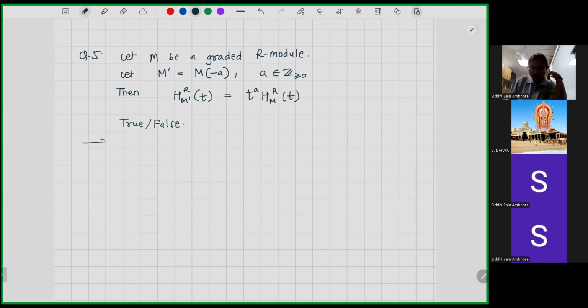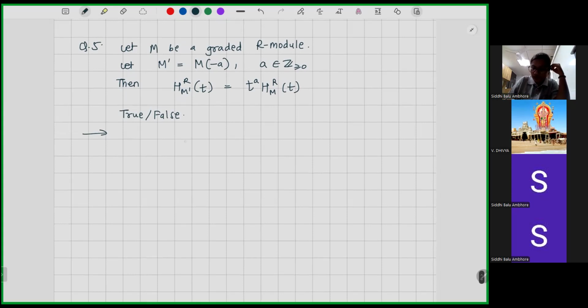So this is the question: when we shift the degrees in the graded module, the corresponding Hilbert series of this new module with shifted degree will have this form. So we have to prove this.